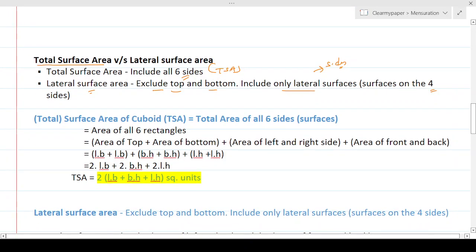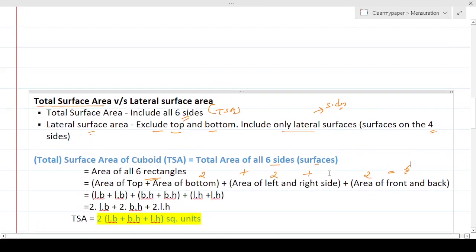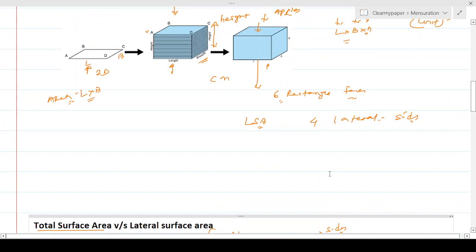Total surface area of the cuboid is equal to the total area of all the 6 sides or surfaces, and all the 6 surfaces are rectangular in shape. The way we'll count is area of the top plus area of the bottom, because there are 2 of them and they have the same dimensions. Area of the left side and the right side, again we'll add them up, and the area of the front and back. So it's 2 surfaces here, 2 here, 2 here, and if you add them up, it gives you the 6 surfaces. Now let's compute the area of each section.